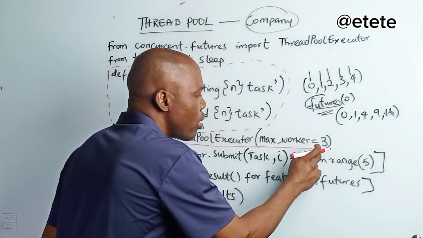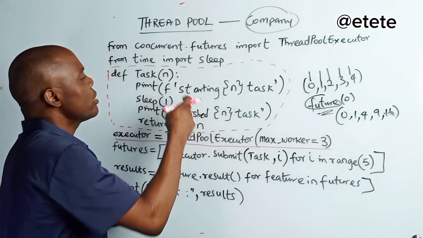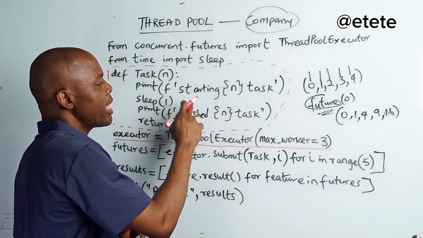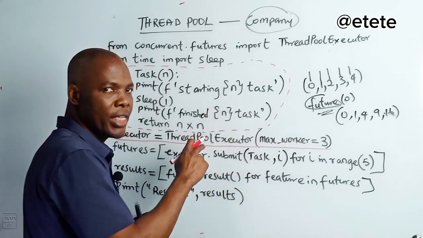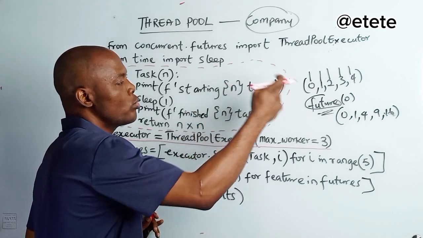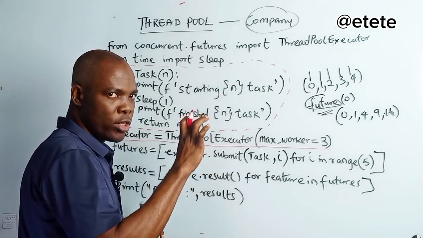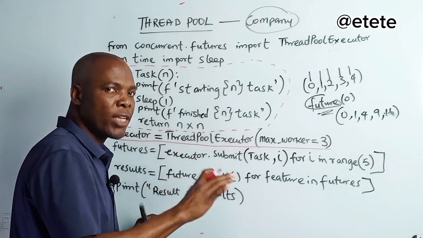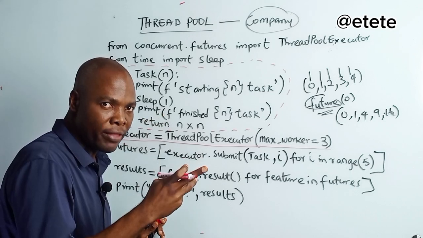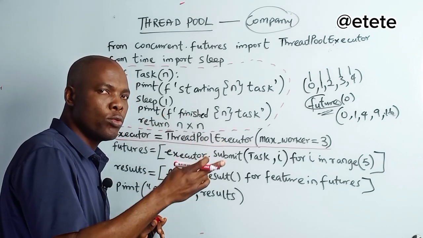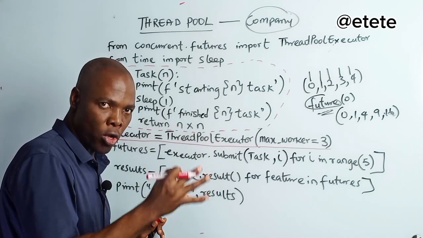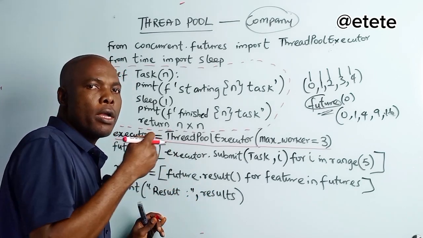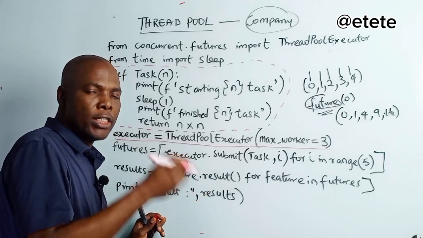So thread 1 will do starting 0 task. Thread 2 will do starting 1 task. Thread 3 will do starting 2 task, because there are just 3 threads. So the 4th and the 5th task will not start concurrently because you only have 3 threads. So thread 1, thread 2, thread 3 will start 3 tasks concurrently. That is what this script is telling you. Then thread 1 will finish, thread 2 will finish, thread 3 will finish.